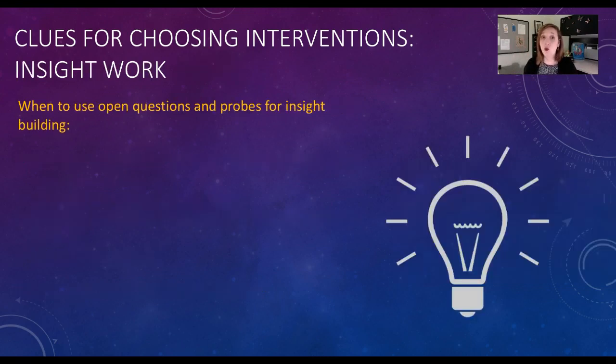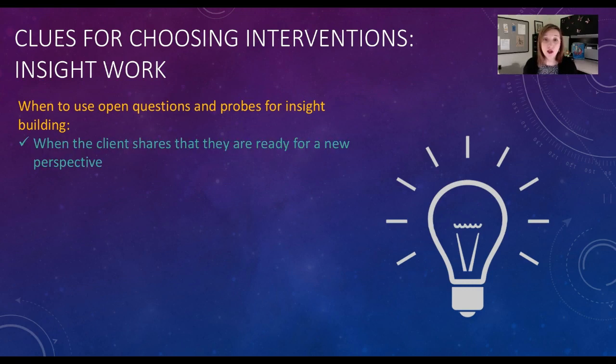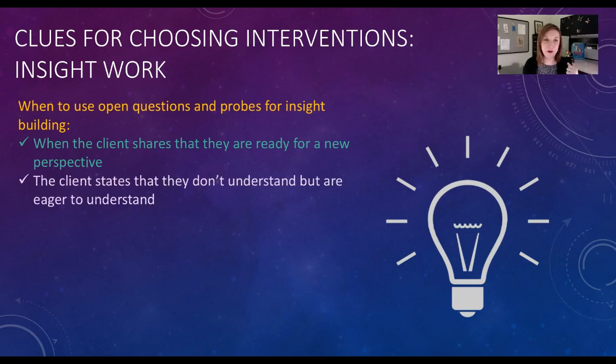Insight work, when do you use open questions and probes for insight building? Well, first, the client has to indicate that they're ready for a new perspective before you go there. If you try to ask them questions about insight and they aren't ready to go there, they're just going to shut down or not respond to what you're saying. You can't lead a horse to water, so they say. The horse has to be thirsty and want to go there.